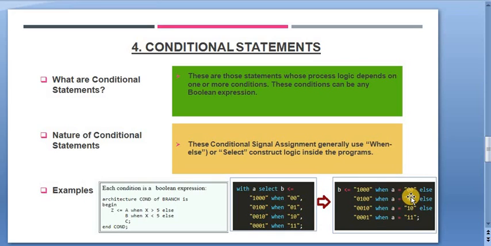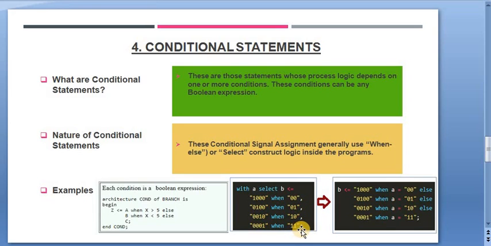See the difference. So b is 1000 when a is 00, else b is 0100 when a is 01, and so on. So what we understood from this example is that using the select conditional logic, the algorithm is very much compressed, and this difference becomes very important when we use algorithms with many variables and loops.